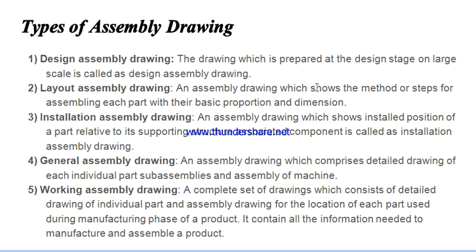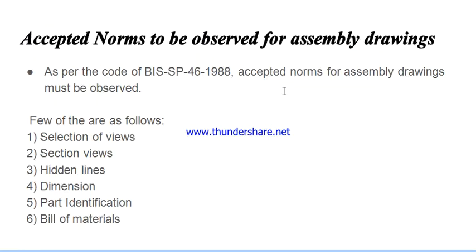Fourth is the general assembly drawing. An assembly drawing which comprises detailed drawings of each individual part, sub-assemblies and the assembly of a machine. Then fifth is the working assembly drawing, a complete set of drawings which consists of detailed drawings of the individual parts and an assembly drawing for the location of each part used during the manufacturing phase of a product. It is called the working assembly drawing. It contains all the information needed to manufacture and assemble a product.